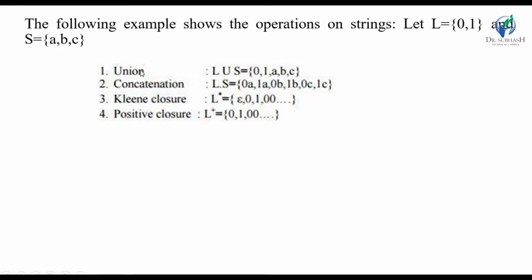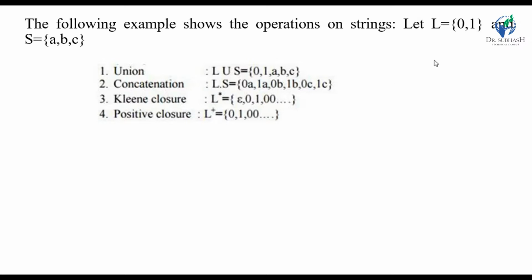For union, you can use both sets: 0, 1, A, B, C. So the union of L and S, which is represented like this, gives the answer L union S equal to 0, 1, A, B, C.